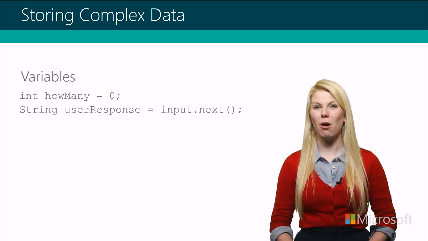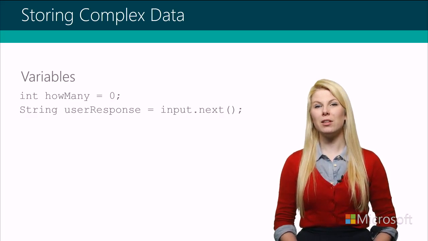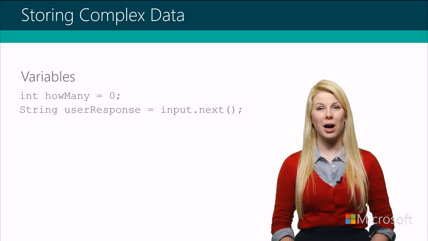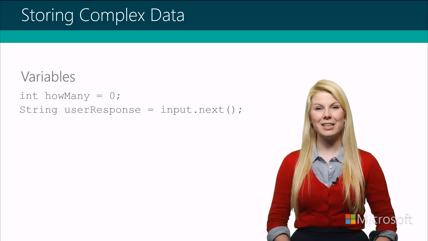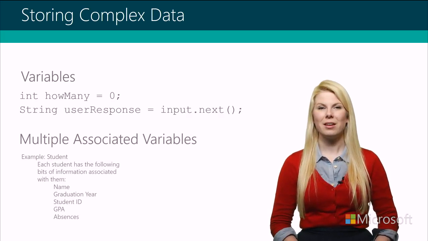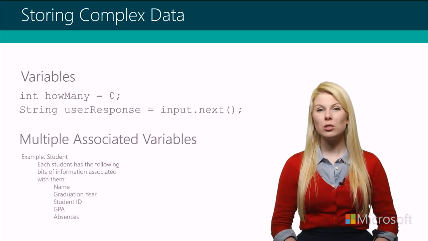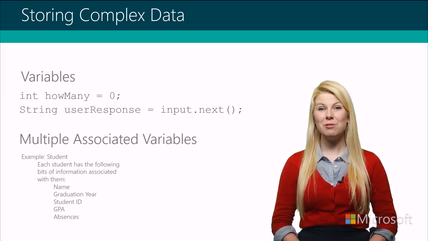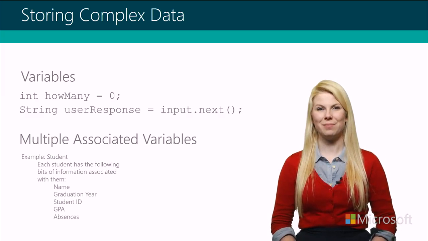But as you can imagine, over time, when you have a lot of variables that are associated with one another, you might want an actual construct to physically link them. When you want to have multiple associated variables, sometimes you need an object for that.